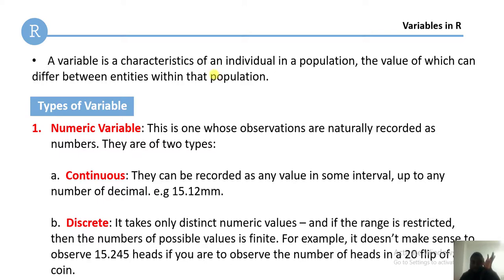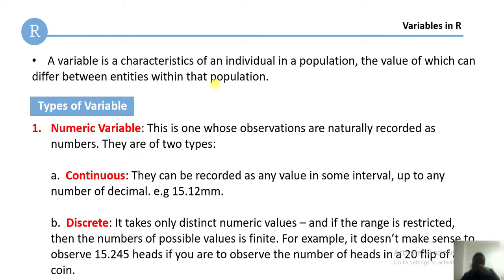So we have two types of variables. The numeric variable, which is also called the quantitative variable, as the name implies. It just talks about observations that are naturally recorded as numbers. There are two types of this. We have the continuous. This can be recorded as any value in some interval up to any number of decimals. For instance, 15, 15.1, 15.2, 15.01, these are examples of continuous. They have some kind of float value.